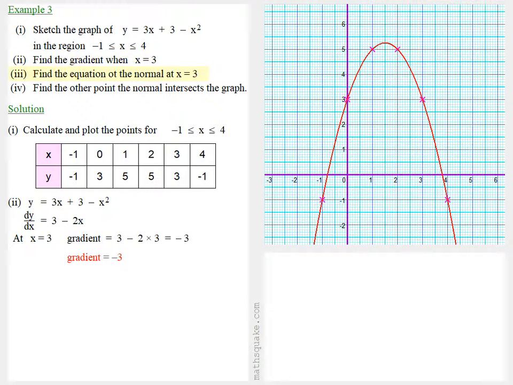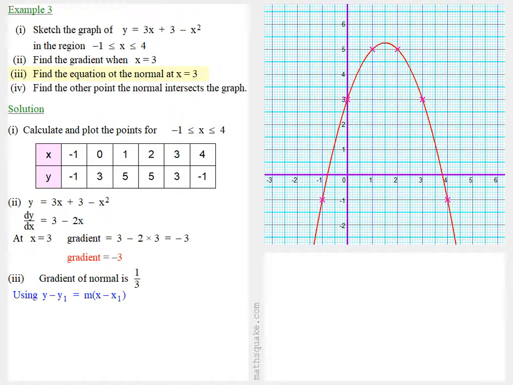In part 3, we have to find the equation of the normal at x equals 3. Now if the gradient of the tangent is minus 3 and the normal is perpendicular to that, that means to find the gradient of the normal we change the sign and take the inverse. So the gradient of the normal is plus 1/3.